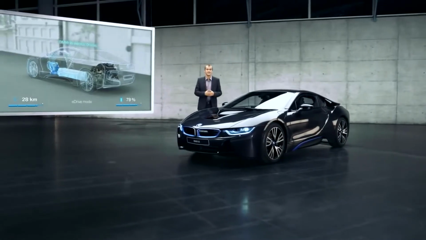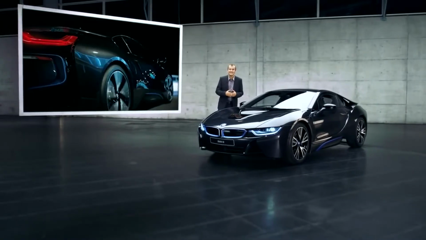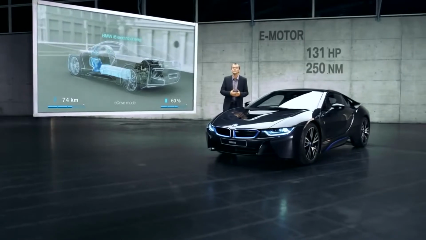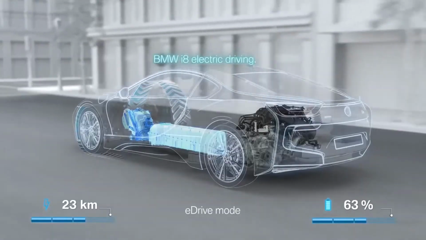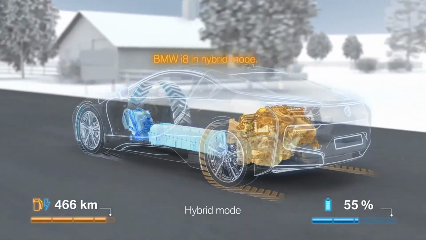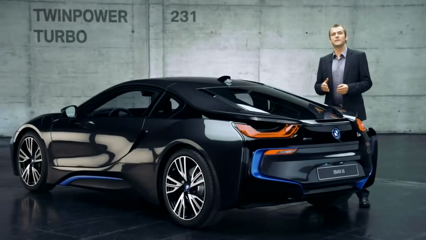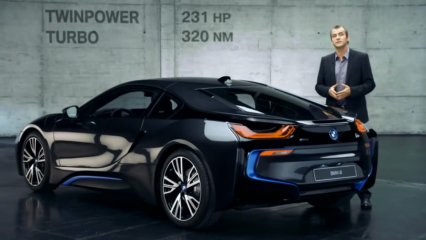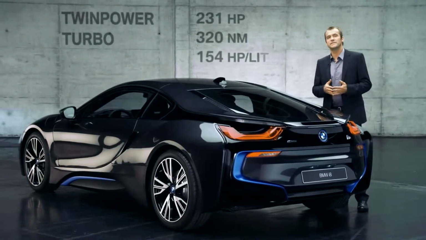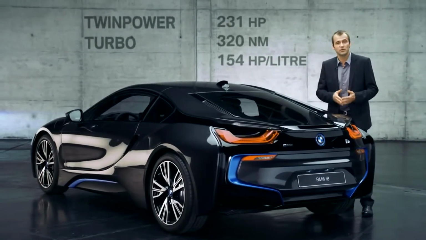Fitted on the front axle is the latest example of our new BMW eDrive technology. It's an electric motor that delivers 131 horsepower and 250 Newton-meters torque. On the rear axle operates the twin-power turbocharged 3-cylinder engine. It is the ultimate lightweight unit, delivering an output of 231 horsepower and 320 Newton-meters of torque. This makes for an impressive 154 horsepower engine output per litre, which is a value you find in motor racing.